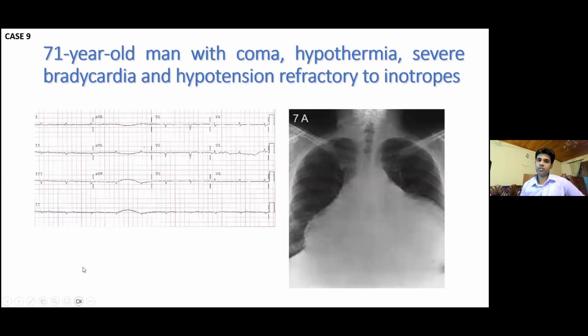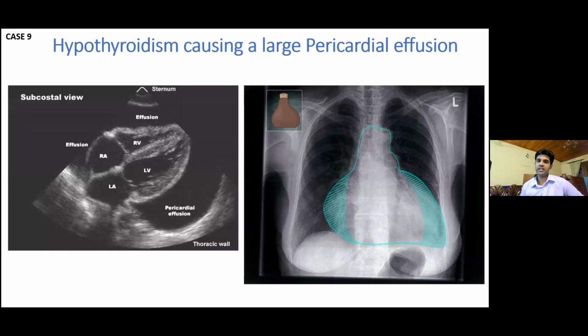Again, a patient who was refractory hypotension, and you can appreciate how large his heart is on the chest X-ray. And despite this hypotension, he was not having the reflex tachycardia. He was bradycardic. Why was that? He was having a large pericardial effusion due to hypothyroidism. And you can appreciate how large this effusion is when compared to the heart and the mediastinal border.